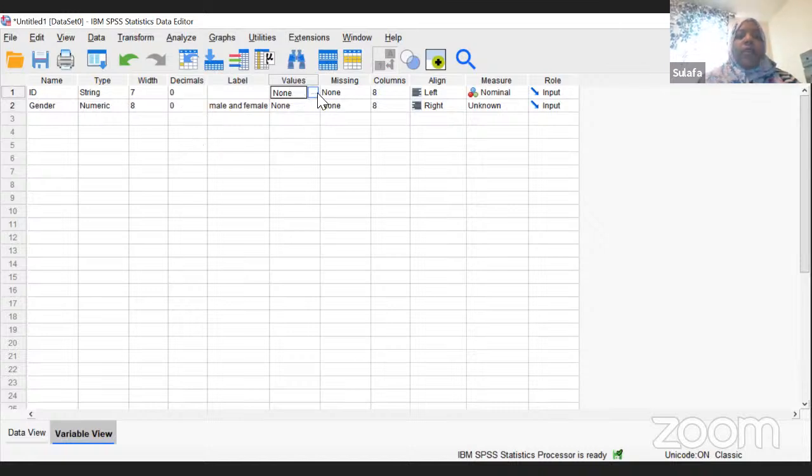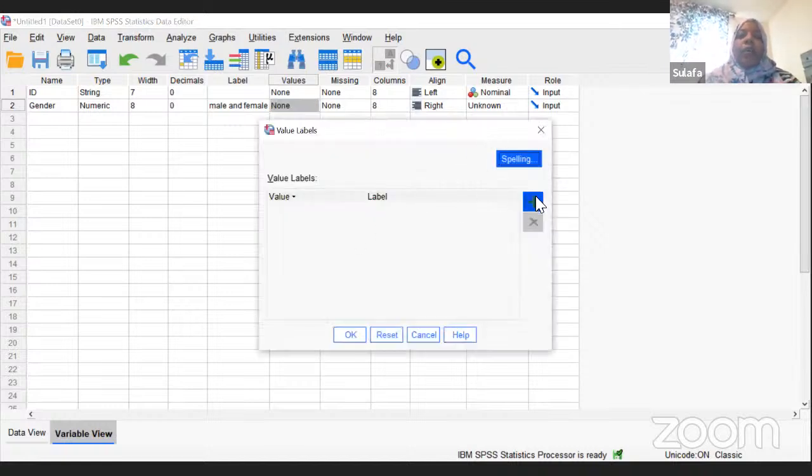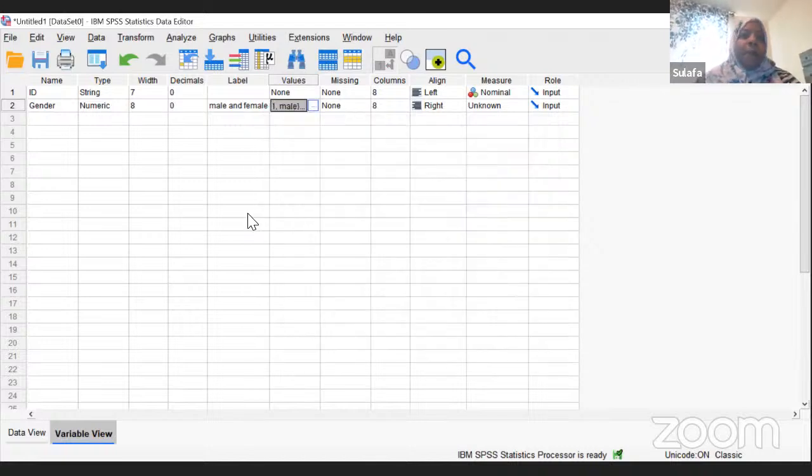Also, sometimes for the values, you want to show what the category is for your value. For example, if we come to gender, I can add from here what 1 means and what 2 means. So I can add the value of 1: if SPSS encounters number 1, it will write male, and if it encounters number 2, it will read it as female. And then we will press OK.